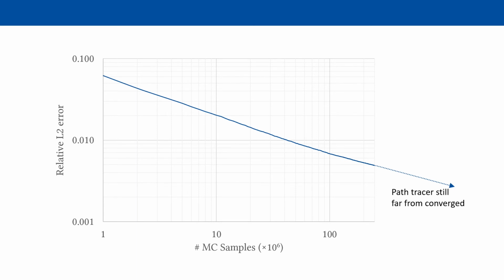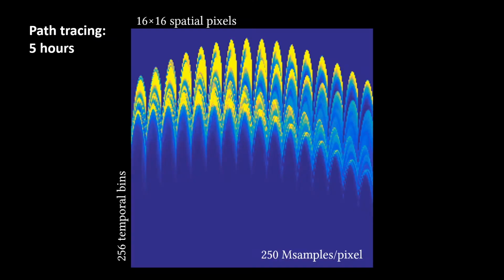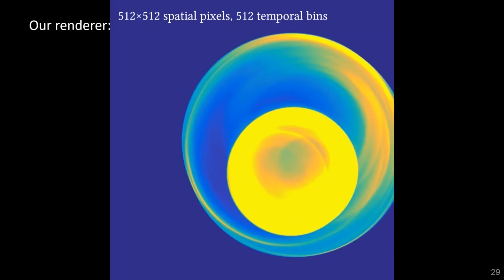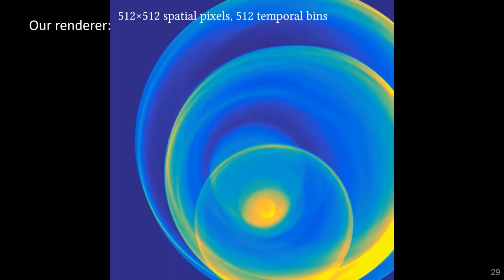So let's not worry about lack of accuracy in our special purpose renderer and instead enjoy just how fast it is. 16 by 16 pixels, hours of rendering time using a path tracer, 40 milliseconds of render time using our renderer. We can also render the same scene at a lot higher spatial and temporal resolution and still be done in less time than it takes us to appreciate the result.